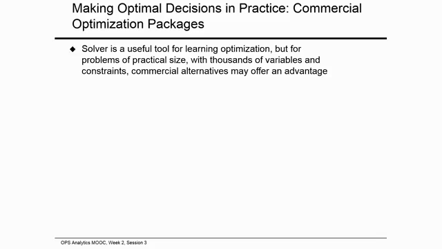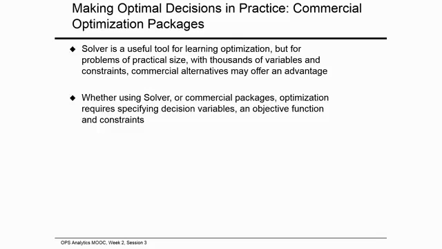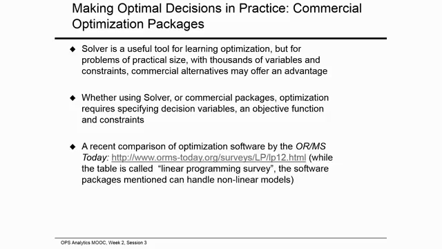However, real-size problems may present a serious challenge for Solver. Fortunately, there is a number of commercially available optimization tools that can tackle large problems. The good news is that whether you're using Solver or a commercial optimization tool, you will still have to work with decision variables, objective function, and constraints. Here's a link to a recently compiled list of commercial optimization tools.